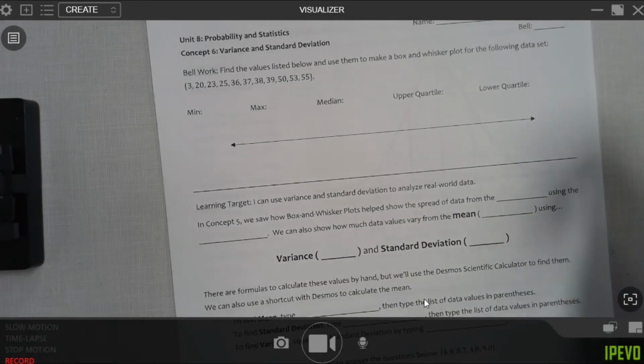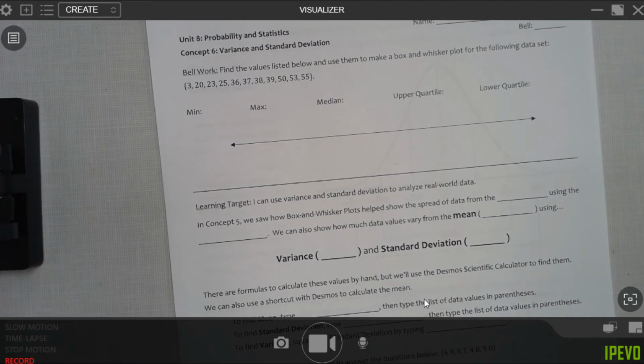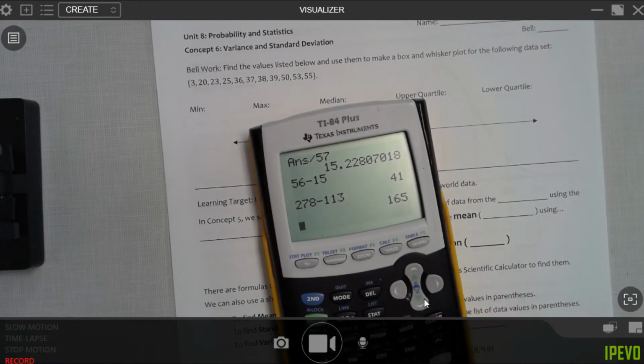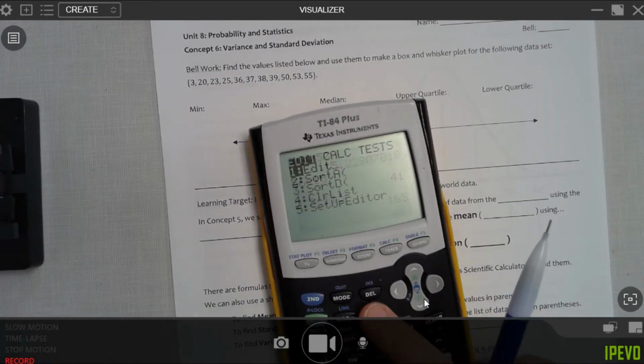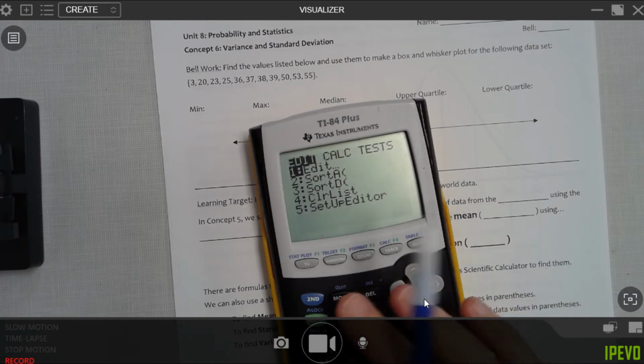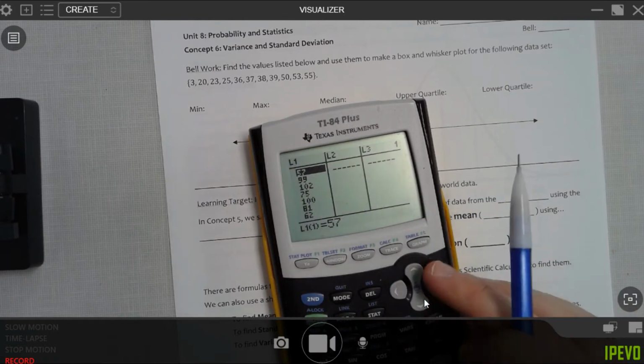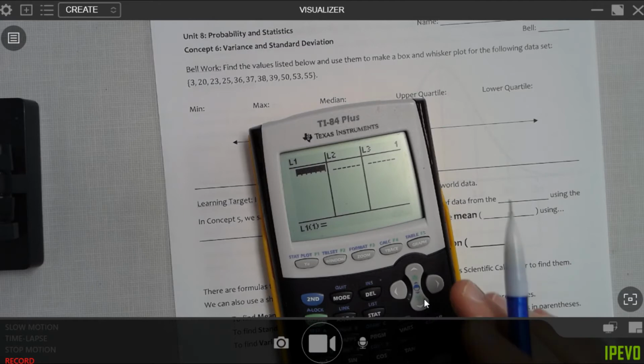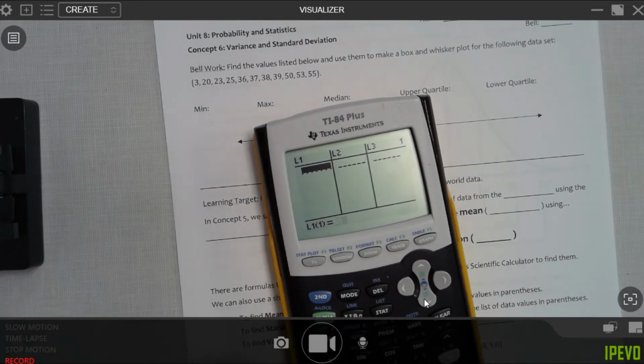So today we're going to talk about variance and standard deviations, but first we're going to review the box and whisker plot. I want to show you how to do it on a calculator here. If you have a graphing calculator, you're going to go to Stat and Edit, and we want to get rid of the first line. So if you go up and hit Clear, do not hit Delete. If you hit Clear, and then we could type in all these numbers.